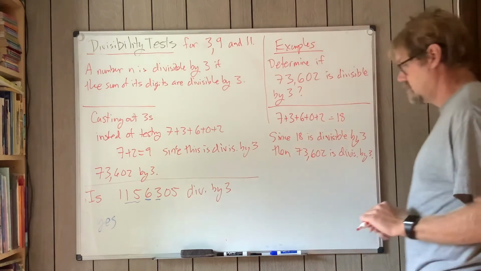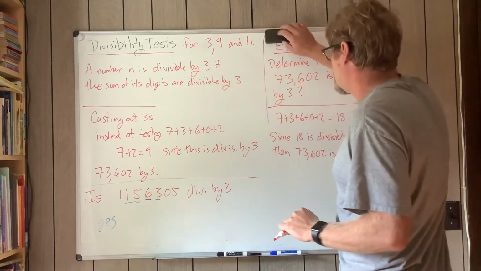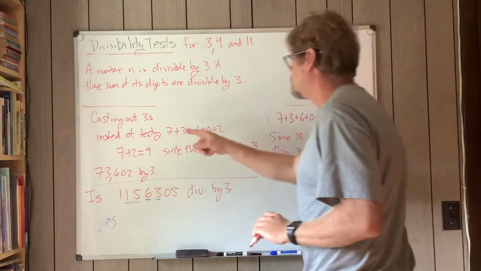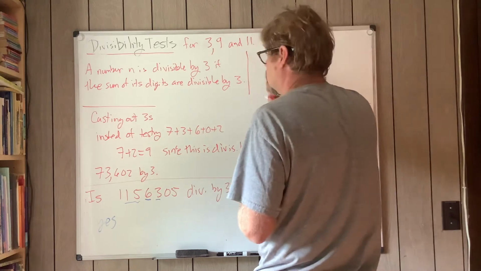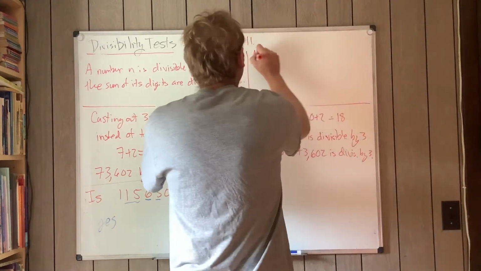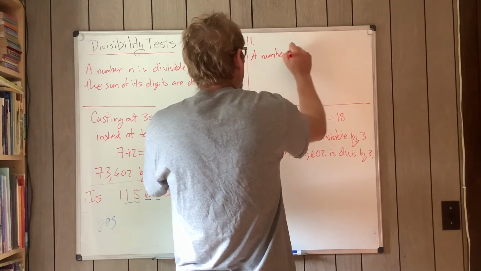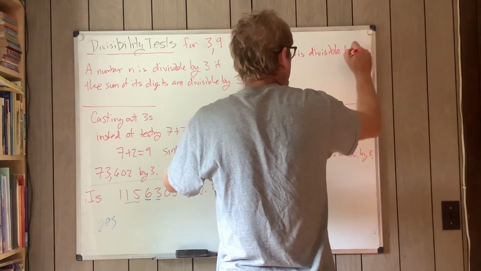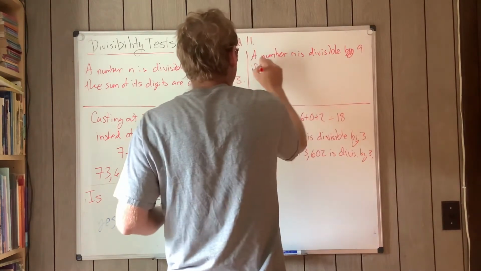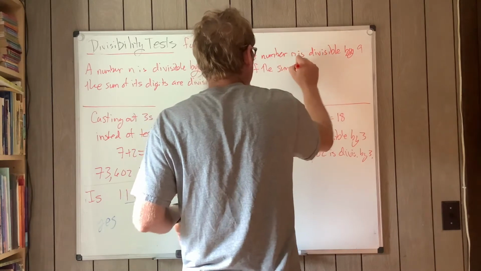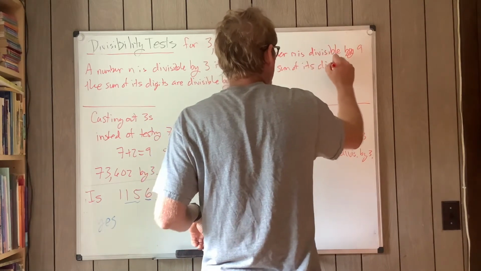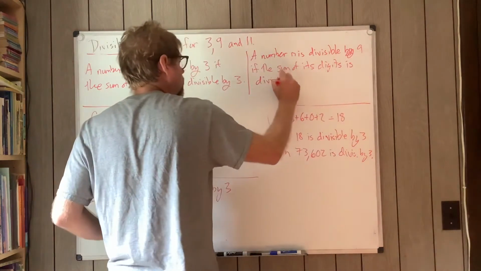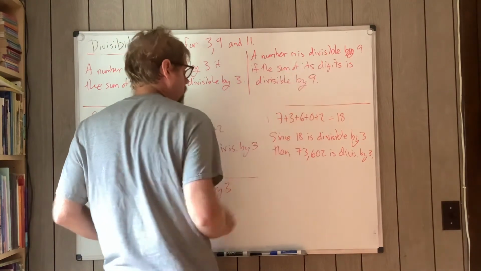Okay. Let me also write down the 9 test, and then we'll do a couple of examples with that, and then I'll prove this. So a number n is divisible by 9 if the sum of its digits is divisible by 9.